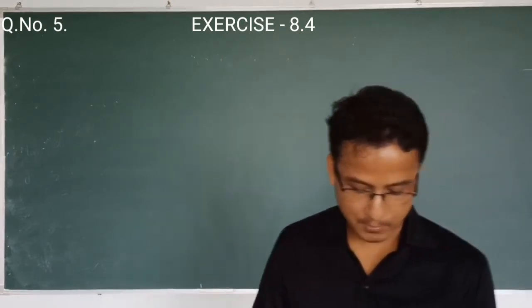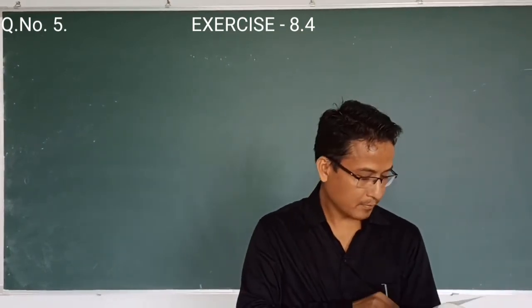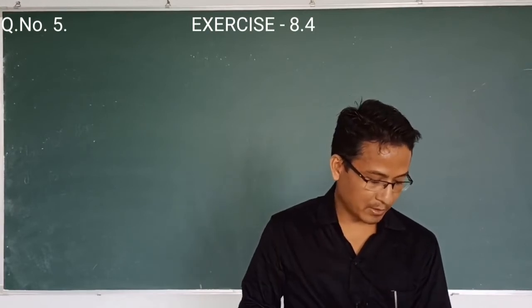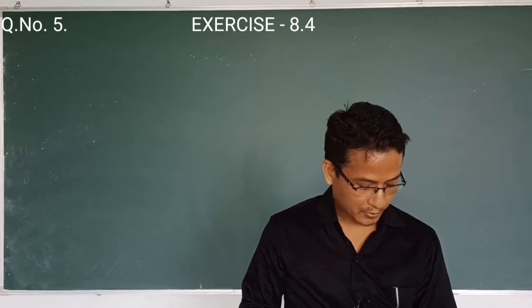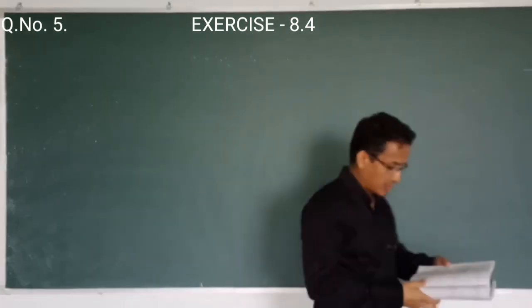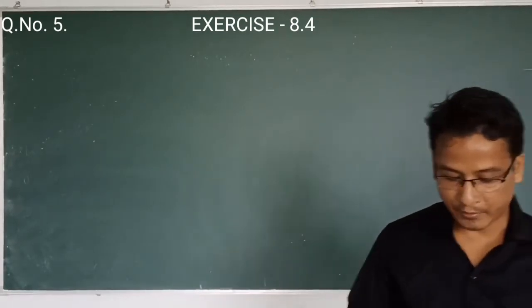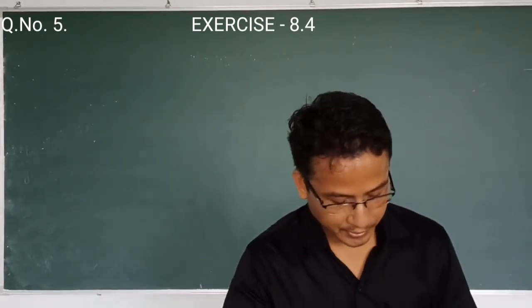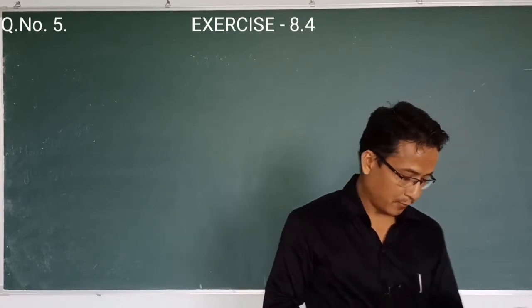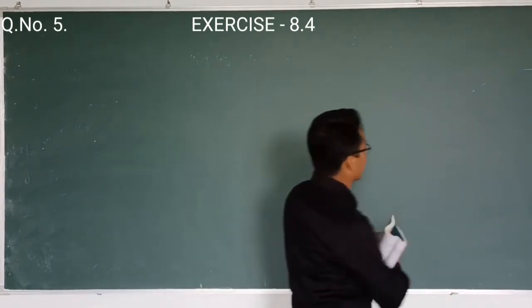In question number 5 there are a total of 10 questions. We discuss all the questions one by one. Before discussing those 10 questions, I will write the identities on the right hand side. We use those identities and try to solve question number 5.